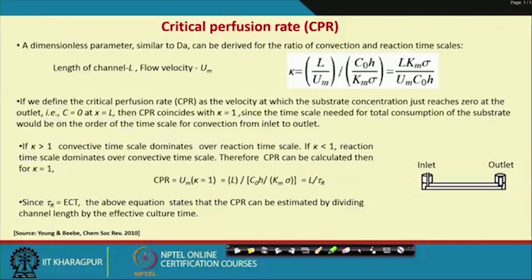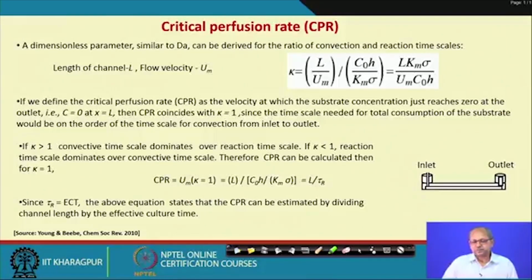Then we come to the critical perfusion rate. When we want to culture in a dynamic situation, in a similar way to the Damkohler number, we can derive it from the ratio of convection time and reaction time. So, kappa is L by um, where L is the length of the channel and um is the flow velocity, divided by C0 h by Km sigma. We define the critical perfusion rate as the velocity at which substrate concentration just reaches 0 at the outlet, meaning this is the inlet and this is the outlet.